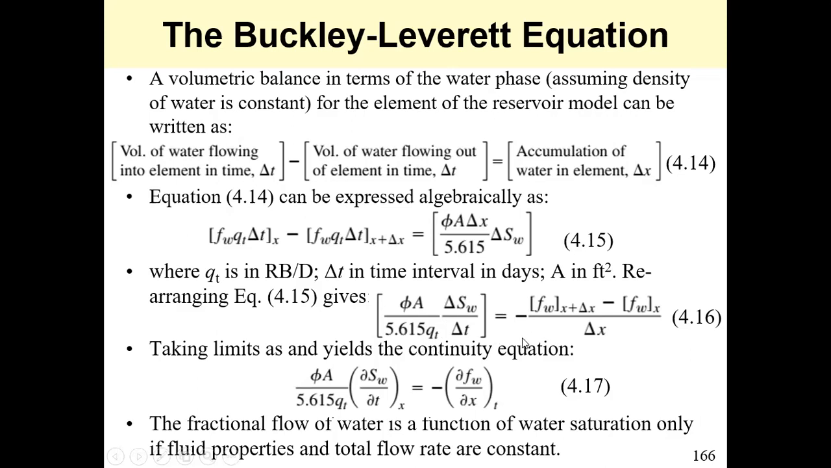So if you take limits, equation 4.15 comes to this, and you see that there's a direct relationship between the fractional flow of water and the saturation. It says that the fractional flow of water is a function of water saturation only, provided the fluid properties and the total flow rate are constant. So take note of this. Of course, this assumes that you are injecting in such a manner that the pressure of the reservoir is maintained, so there's no fluctuation or change in the fluid properties, and that you are injecting at a constant rate, such that you do not increase the pressure of the system such that the fluid properties also change.